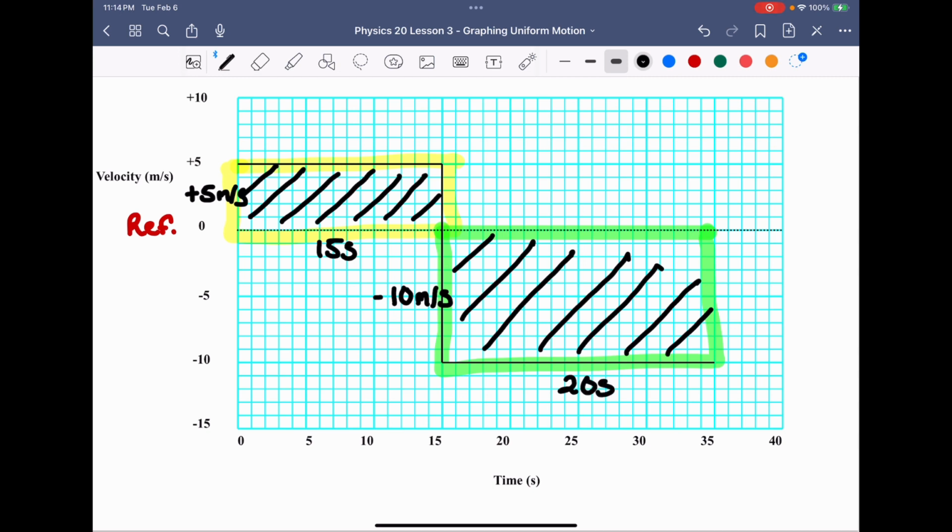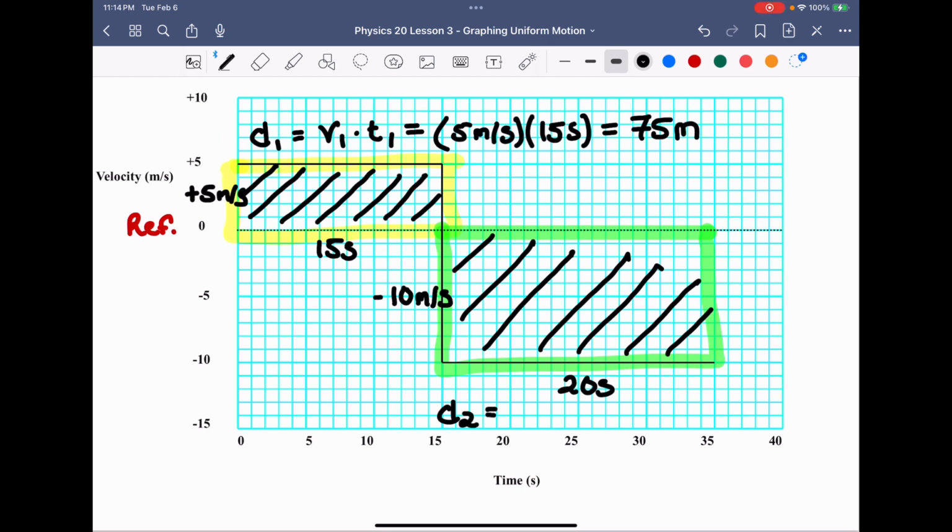Now let's calculate the distance. D1 is going to be equal to V1 times T1. So this is going to be equal to, I take the 5 meters per second. Remember, this is just scalar values because we're just talking about distance, times 15 seconds. This is going to give me 75 meters. Okay, now I want to do the same thing below.